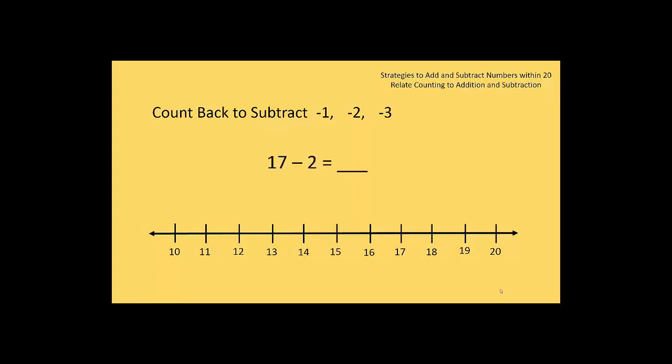Subtracting 2 from 17 using a number line would look like this. Begin at 17, which is the total prior to taking away anything. Then count back 2, 16, 15. 17 minus 2 is equal to 15.